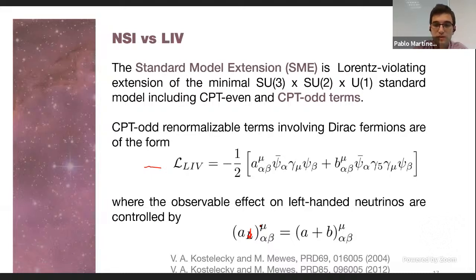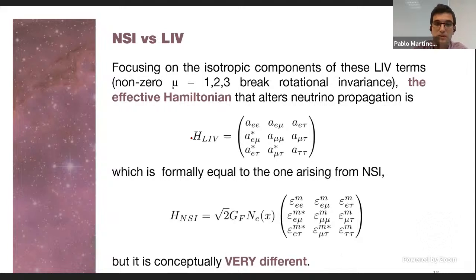And I'm going to focus on the index 0, because non-zero mu = 1, 2, and 3 will break rotation invariance. So I just want to focus on isotropic components of these Lorentz invariance violating terms. So when one accounts for these terms, one finds an effective Hamiltonian of this form, which, if you're familiar with NSI, you will immediately notice is formally equal to the effective Hamiltonian that arises from non-standard interactions, which is written here.